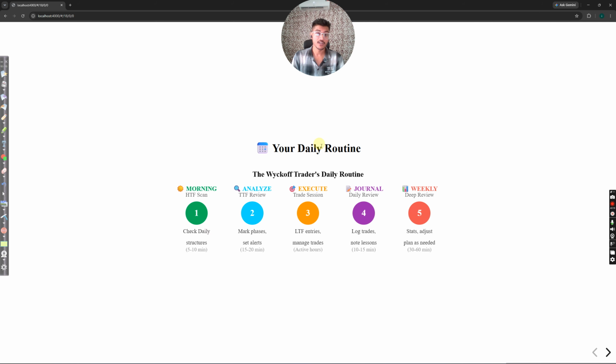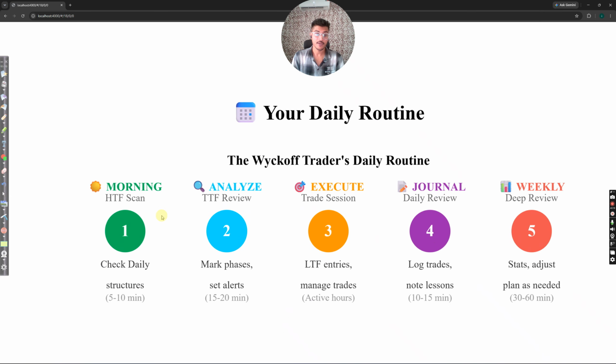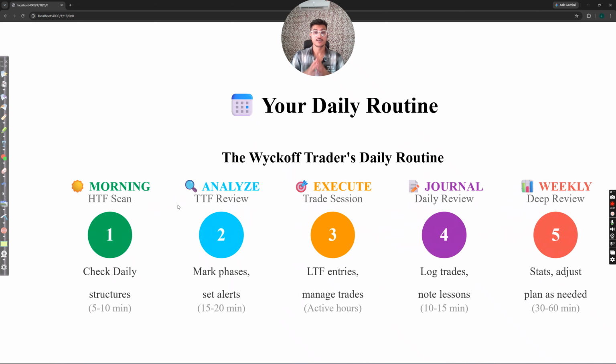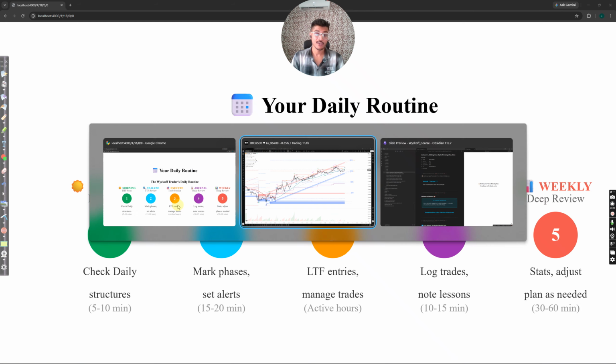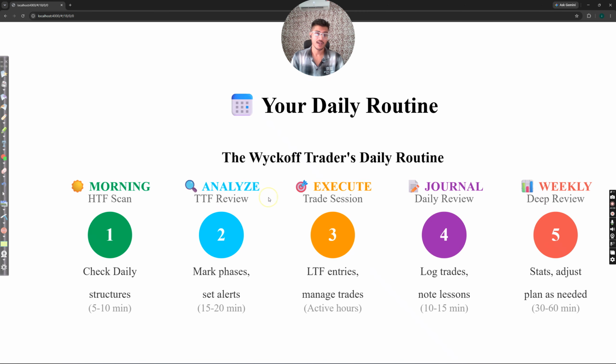Okay, this is how your daily routine should look. In the morning you do a higher time frame scan, checking daily structures. It's going to take you 5 to 10 minutes for 2 or 3 different assets. And with this indicator, you can do it in 30 seconds, less than 1 minute, to be honest. Then analyze the trading time frame, review it, mark phases, set alerts, all this stuff.